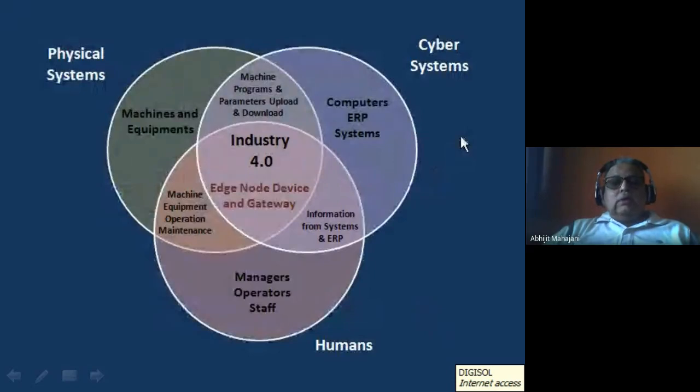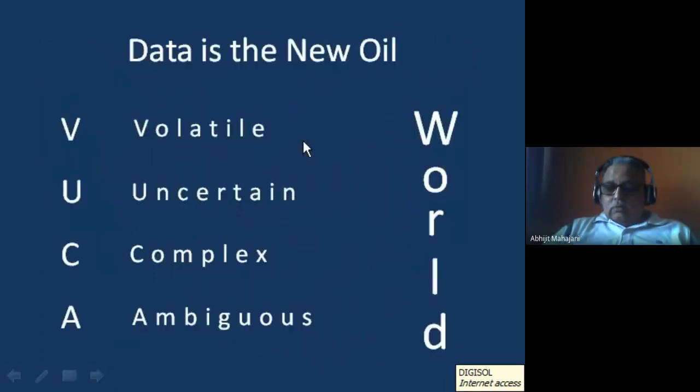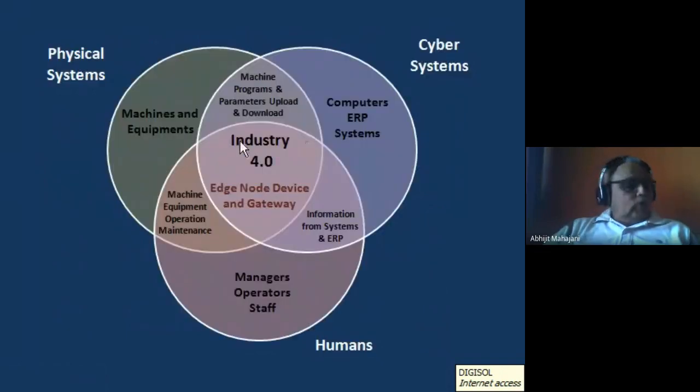Now, what is Industry 4.0? Industry 4.0 is basically a confluence of cyber-physical systems and humans. Your cyber systems will have computers, ERP systems, and so on. Your physical systems have machines and different equipment which you use for producing the product. And you have human managers, operators, staff. Industry 4.0 is the confluence of all these three things together.